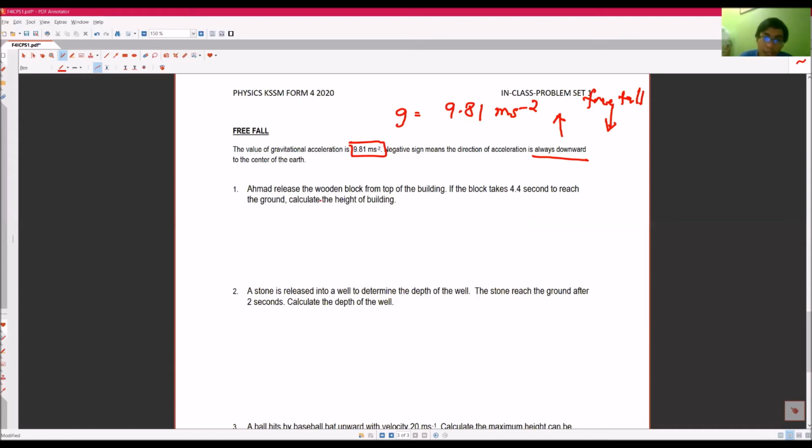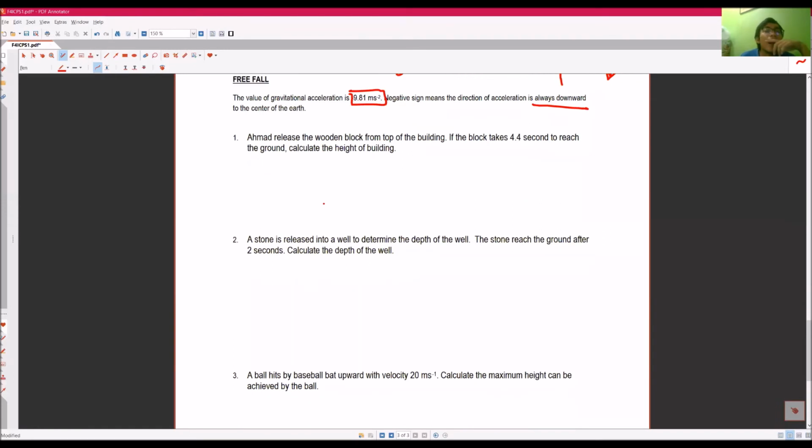So let's see question number one. Ahmad released the wooden block from the top of the building. Okay, this is from top to bottom, that means the g is positive. Falling down, free fall. If the block takes 4.4 seconds, so that is the time to reach the ground, calculate the height.